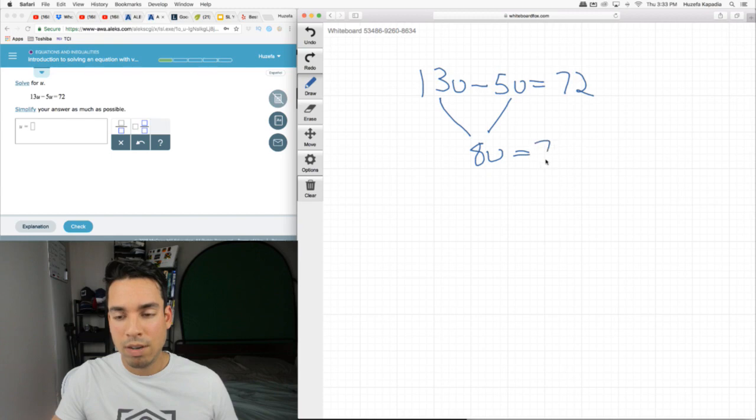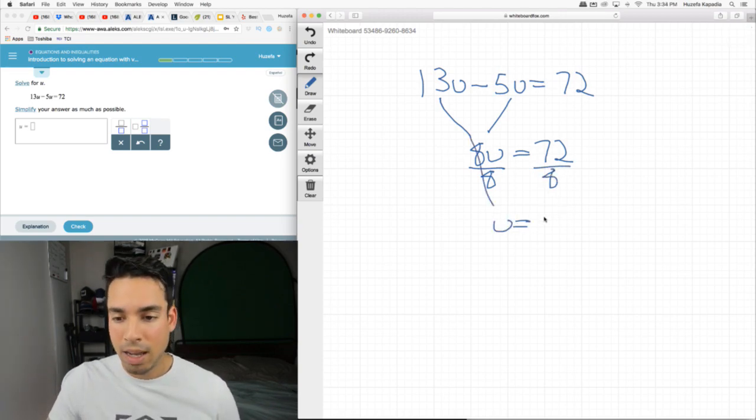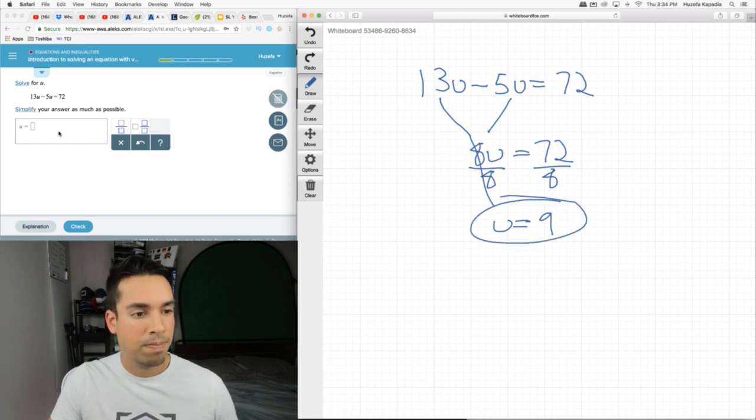8u equals 72. Now, same thing, the 8 is multiplying the u, so we need to divide both sides by 8 to isolate. U equals 72 divided by 8, which is 9.